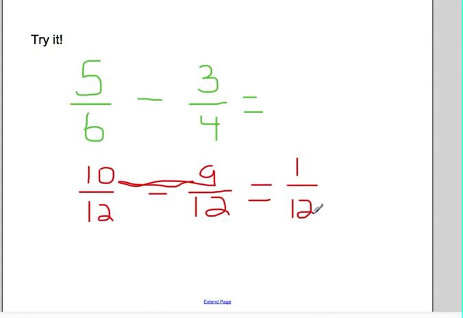Now you might have used a different common denominator, and that's okay, but after you simplify, you should still get down to 1/12. Make sure you have this also copied into your notes.